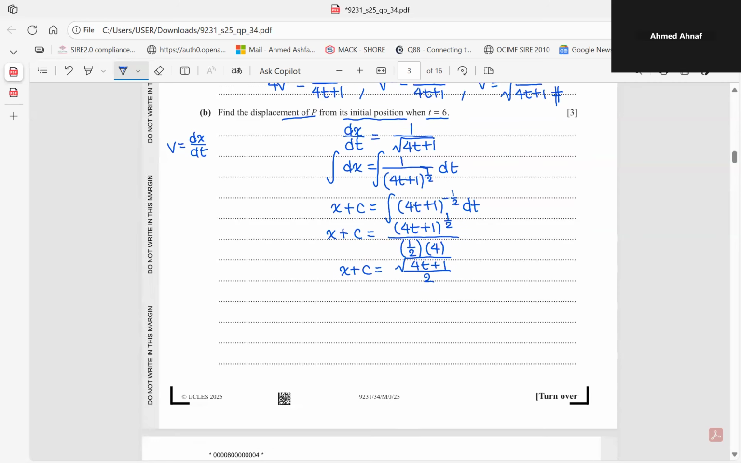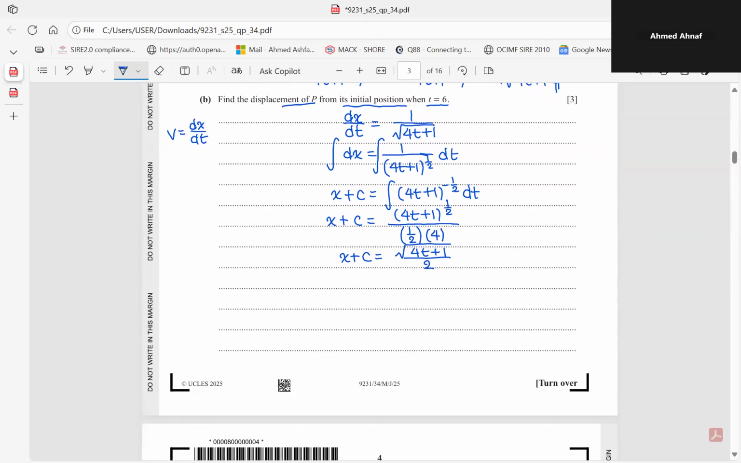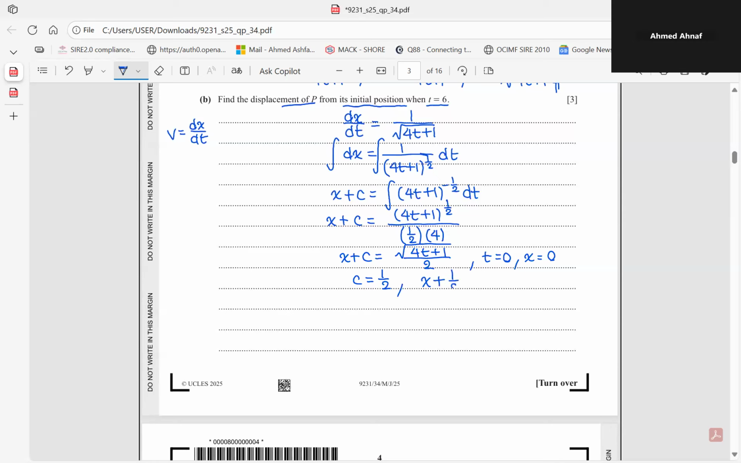Okay, now we're going to find the c. So again, I'm going to start with the initial conditions t equals 0 and x equals 0. So 0 plus c, that's just c. And then 4 times 0 plus 1, you get square root 1, which is just 1. So 1 over 2. Hence, x plus half is equal to square root of 4t plus 1, over 2.